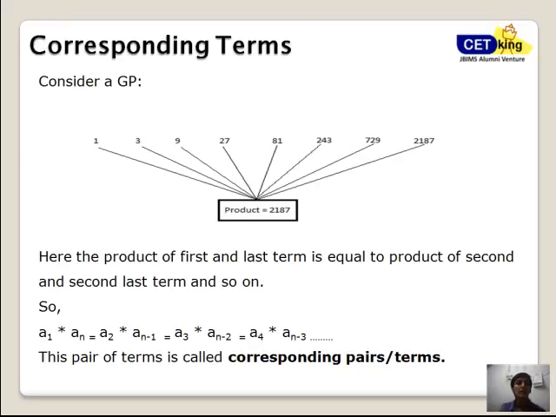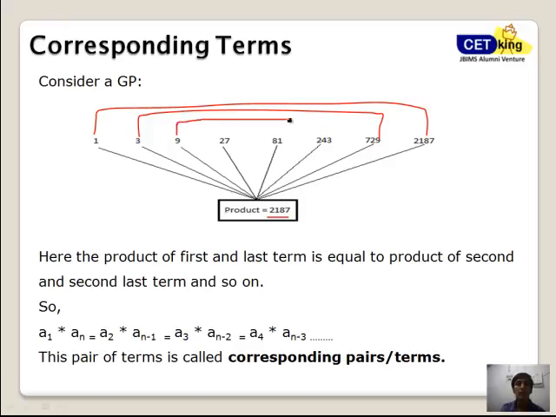Let's see an important concept of corresponding terms. Consider a GP given as 1, 3, 9, 27, 81, 243, 729 and 2187. Here if we look closely, the product of the first and the last term is 2187. But it is also the product of second and the second last term, third and the third last term, and fourth and fourth last term also.